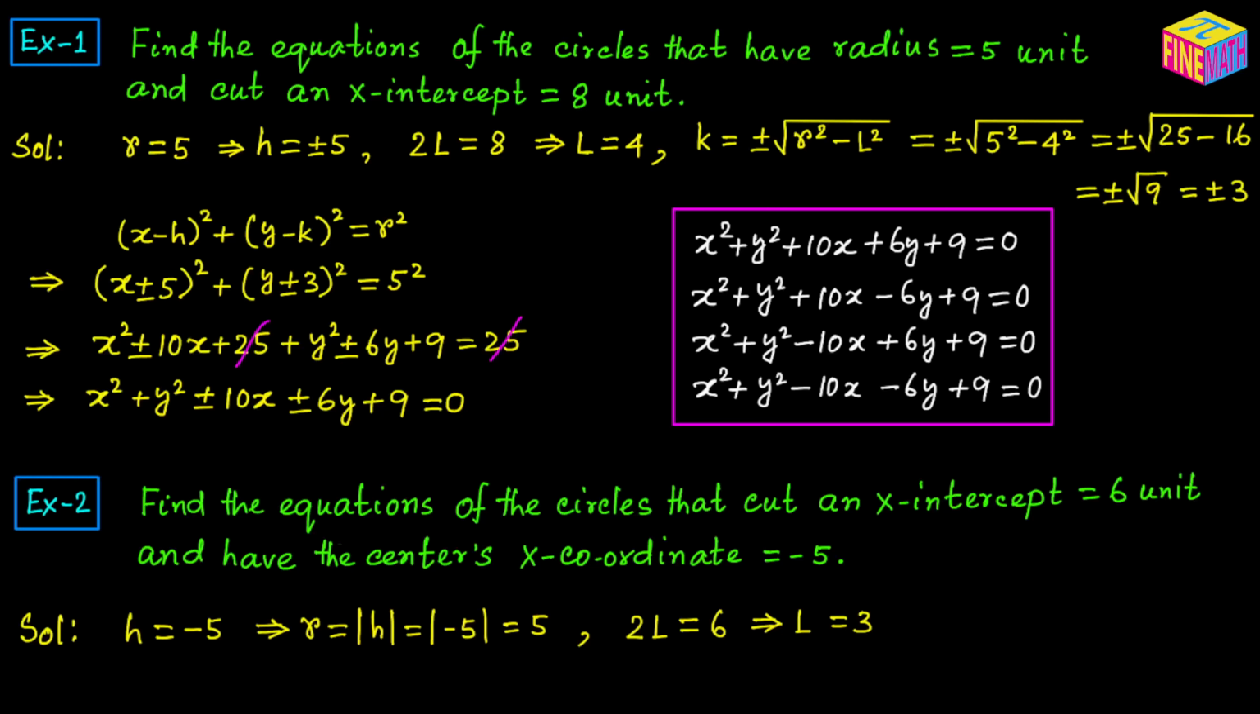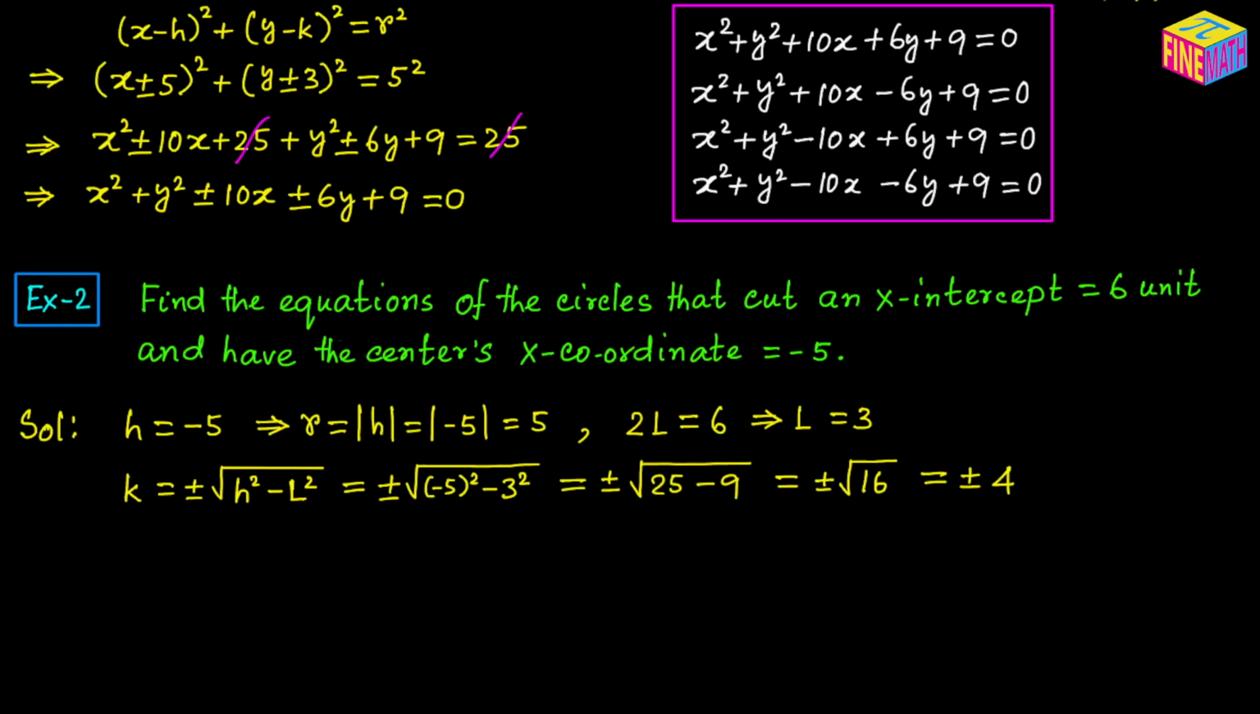And next, let's try to calculate the value of k, the y coordinate of the center. We can say k will be equal to plus or minus square root of h squared minus L squared. That is something we have seen earlier in this video, and that will be equal to plus or minus square root of negative 5 squared minus 3 squared, and that is equal to plus or minus square root of 25 minus 9, which is equal to plus or minus square root of 16, and that is equal to plus or minus 4. So now we know the value of h, we know the value of k, and we know the value of r, so we should be able to come up with the equations.